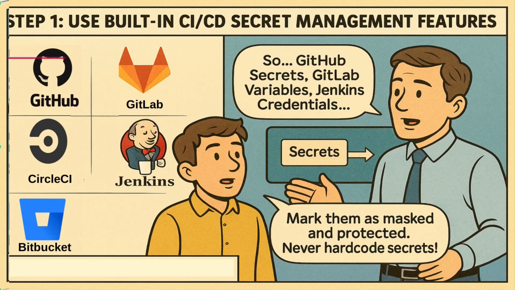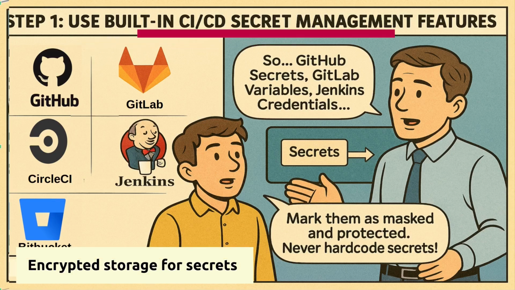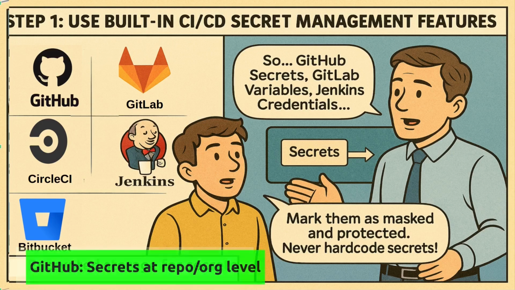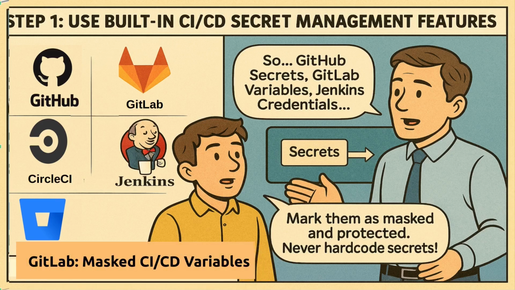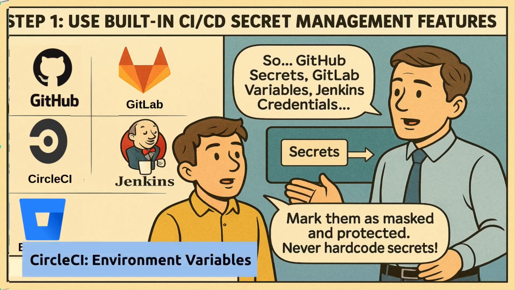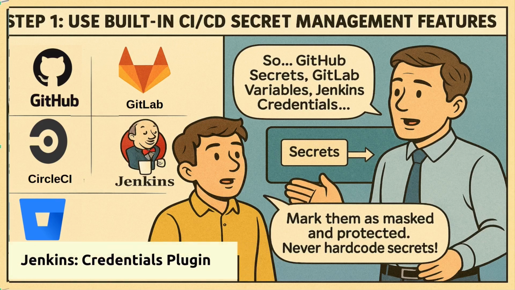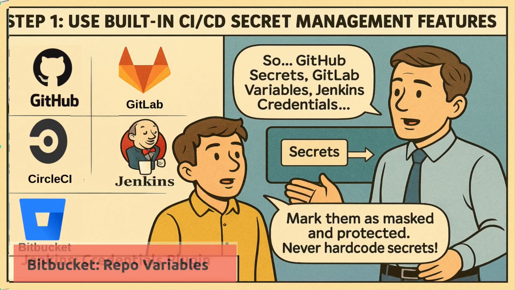Step 1. Use built-in secret management features. Most modern CI/CD platforms offer secure encrypted storage for secrets. For example, in GitHub Actions, use secrets at the repository or organization level. In GitLab CI/CD, use CI/CD variables with masking and protection. In CircleCI, use environment variables. In Jenkins, use the credentials plugin. And in Bitbucket pipelines, use repository variables.